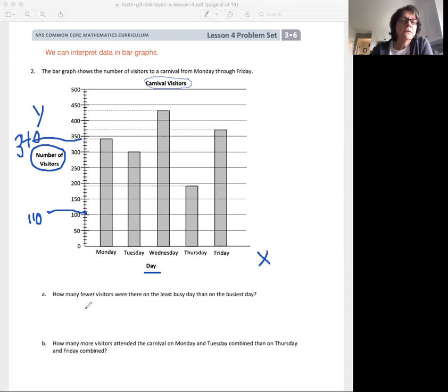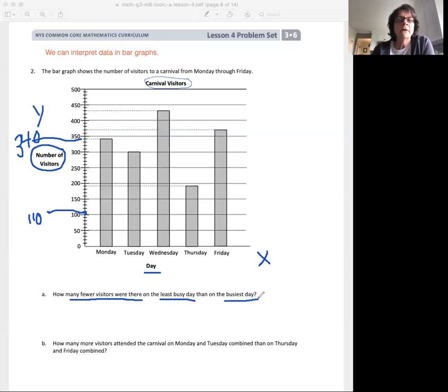Okay? So hopefully that shows you how to read the scale. Now, all we're going to do is answer a couple questions about this bar graph. And you can see there's 5 days of the week, and it's the number of visitors the carnival had on each one of those 5 days. So let's look at the first question. How many fewer visitors were there on the least busy day than on the busiest day?